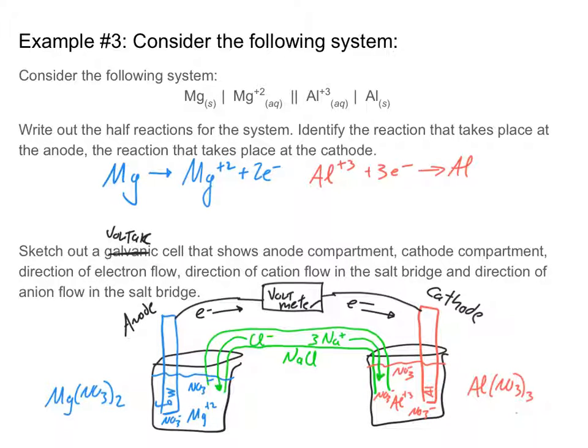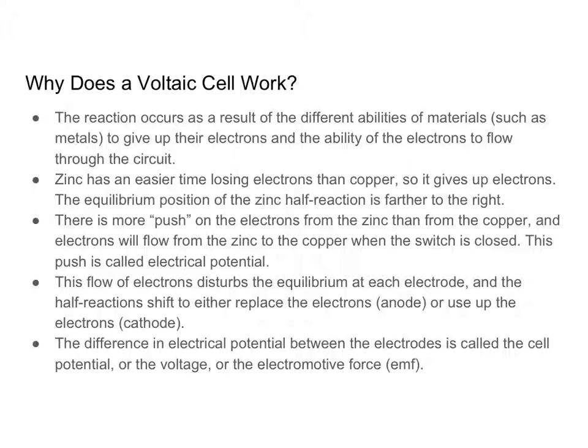Keep moving. So voltaic cells work because the reaction occurs as a result of the different abilities of the materials, such as the metals, to give up their electrons and the ability of electrons to flow through a circuit. In the example above, the zinc has an easier time losing electrons than copper, so it gives up electrons, and the equilibrium position of the zinc half reaction is further to the right.